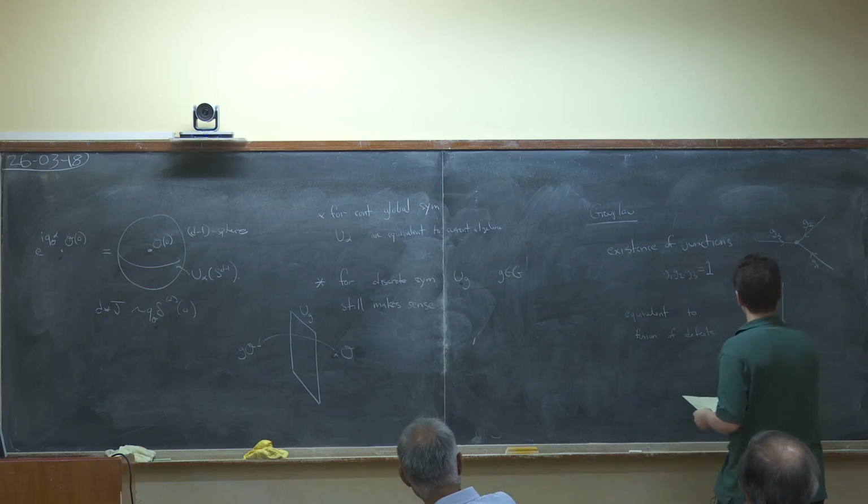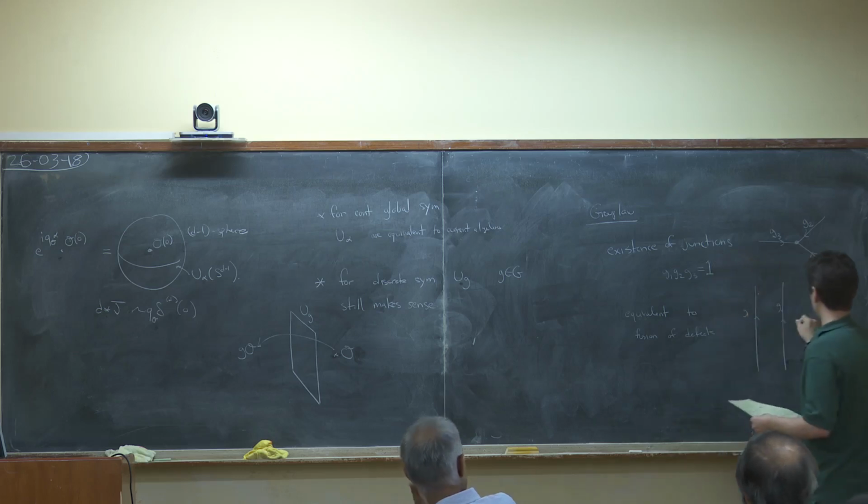So we can have G1 and G2, two domain walls, and if we bring them together, we get the domain wall for G1 G2.